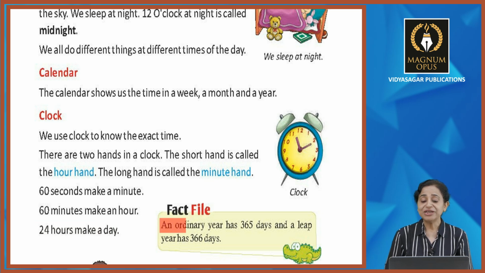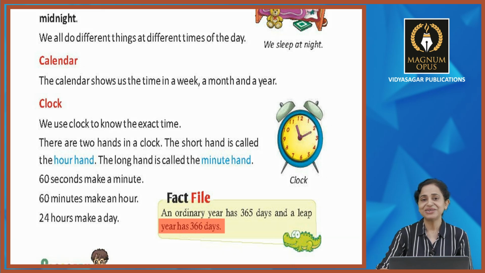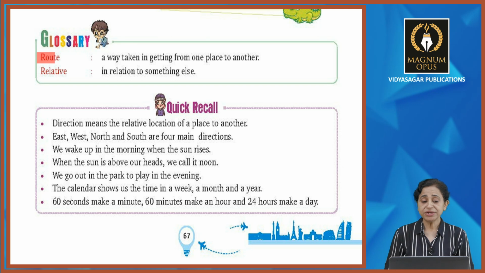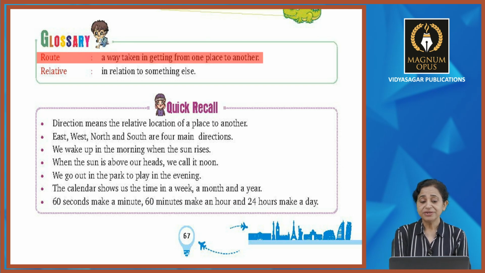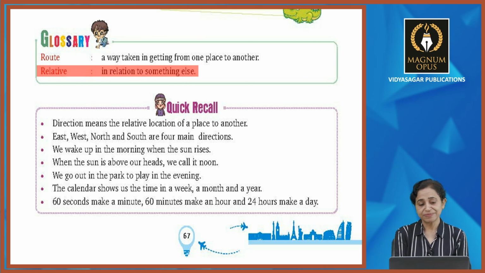Fact file. An ordinary year has 365 days and a leap year has 366 days. अगर आप leap year के बारे में नहीं जानते तो ask about your mom and dad. They will definitely tell you about. Glossary. Route, a way taken in getting from one place to another. Relative, in relation to something else.